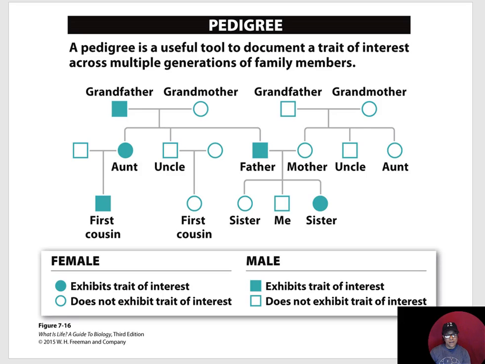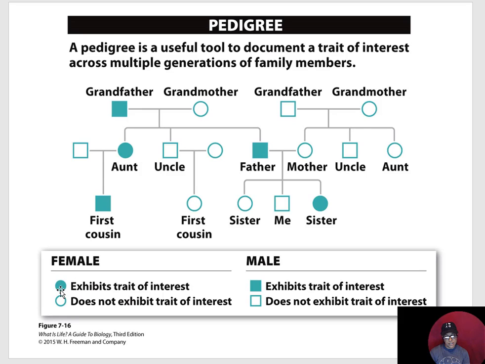So we're going to look at a pedigree and understanding how to read a pedigree. A pedigree is a really useful tool to document a trait of interest across multiple generations of family members. And this is used a lot, especially in the cancer setting, where genetic counselors are trying to determine, basically sort of tracing cancer through a family line. So here's how we actually read a pedigree.